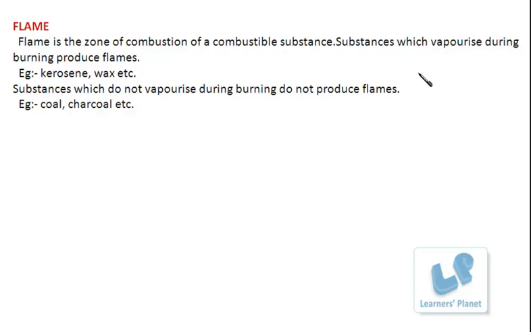Substances which vaporize during burning produce flames, for example kerosene, wax. Even wax vaporizes on burning, so it produces flame. And substances which do not vaporize during burning do not produce flames, like coal, charcoal. You would have never seen the flame of coal. The substances which vaporize on burning produce the flame.